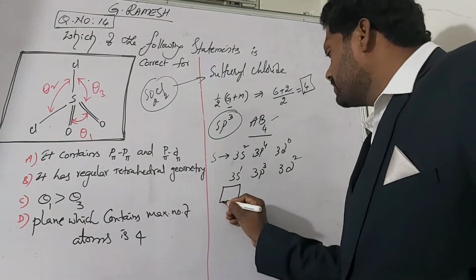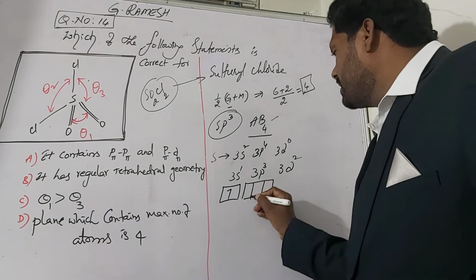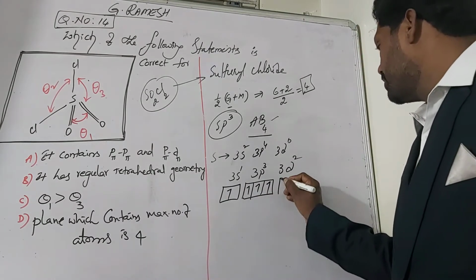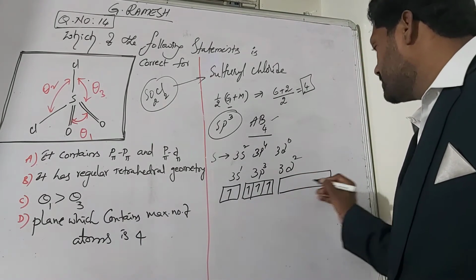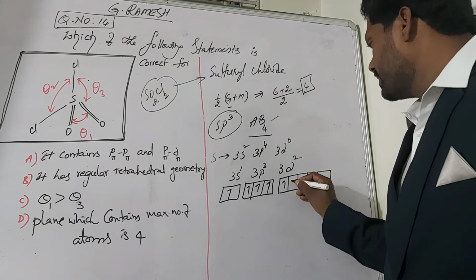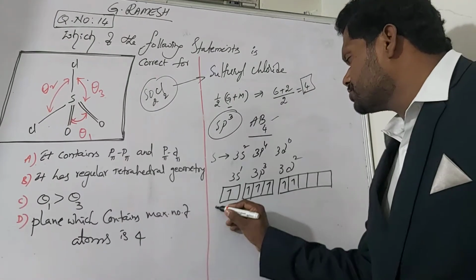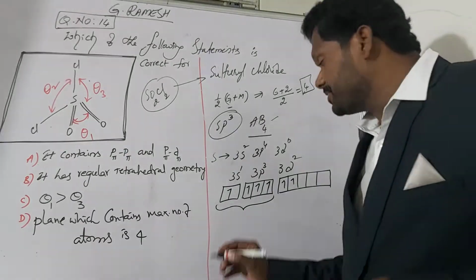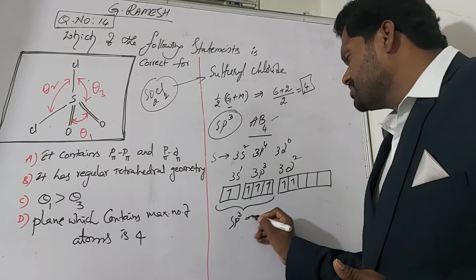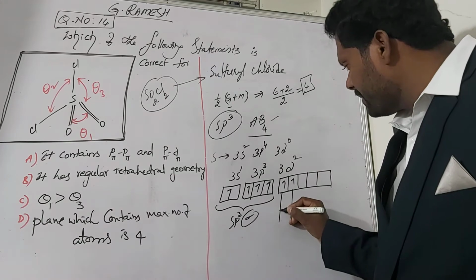So 3s has 1 electron, and 3p orbitals are 3, and electrons also 3. 3d orbitals are 5, and electrons are 2. Now the hybridization involved, I already told you, is sp3. These are involved in sp3 hybridization, forming 4 sigma bonds. All are sp3 hybridized and form all 4 sigma bonds. And now these two are forming the pi bonds.